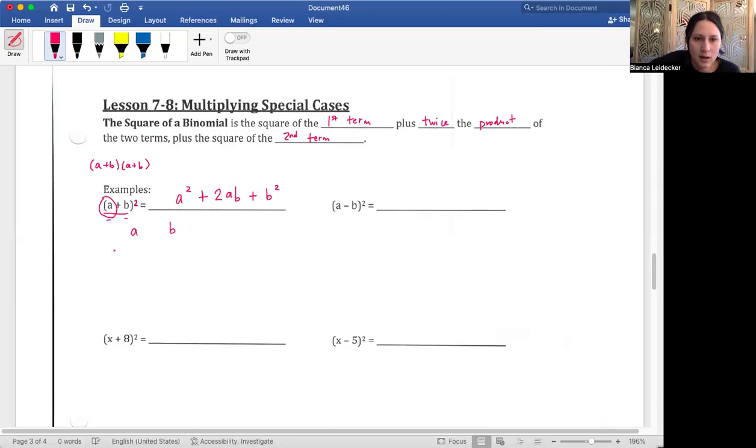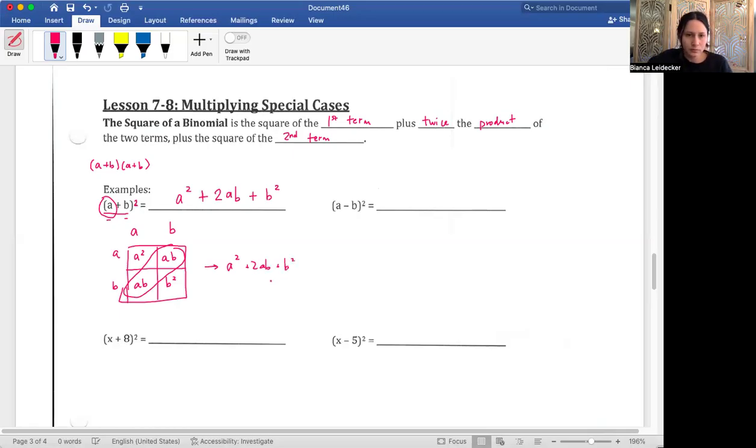So it's a plus b times a plus b. They're all positive, so I'm not going to put any symbols or signs around them. So this would be a squared, right? Then I have a times b. So a times b, and then a times b down here. And then I have b times b, which is b squared. So if I bring this together, this is 1ab and 1ab, which combined together makes 2ab. So this becomes a squared plus 2ab plus b squared.